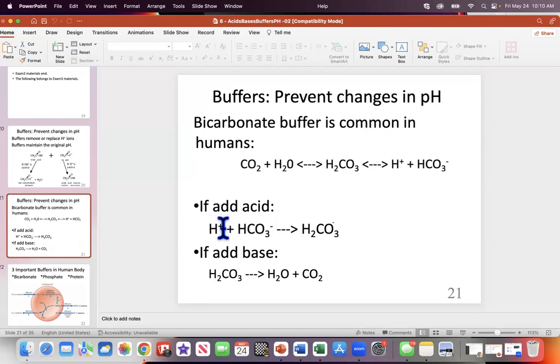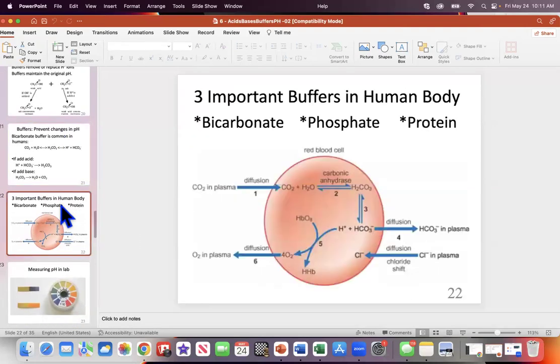And when you don't have enough hydrogen, the carbonic acid can dissociate and produce hydrogen and bicarbonate. So it can go in either direction. It can remove hydrogen or add hydrogen back. So together, it can help to maintain the hydrogen concentration, which helps you to maintain the pH.